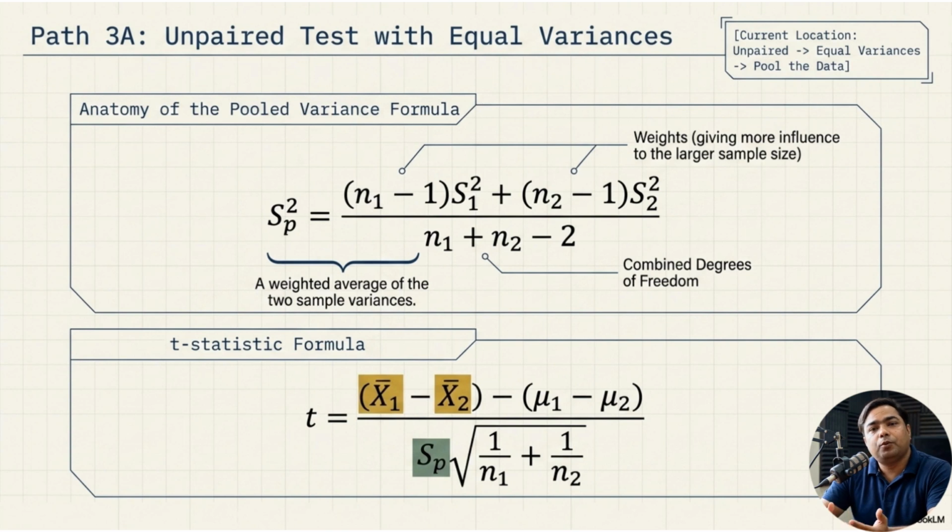After calculating pooled variance, we use the t-statistic formula. The numerator is the difference between the two sample means adjusted by the hypothesized difference between population means. In many cases, the hypothesized difference is 0. The denominator contains the pooled standard deviation multiplied by the square root of 1 over n1 plus 1 over n2. So again, the logic is the same: observed difference divided by estimated standard error. This is the central idea behind all t-tests.